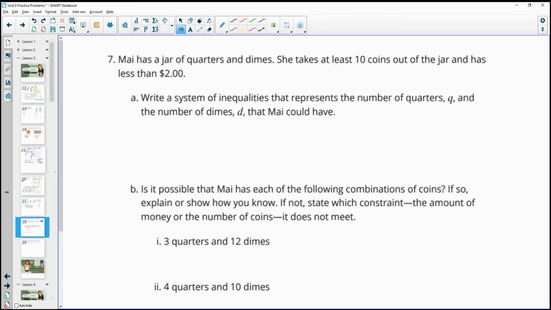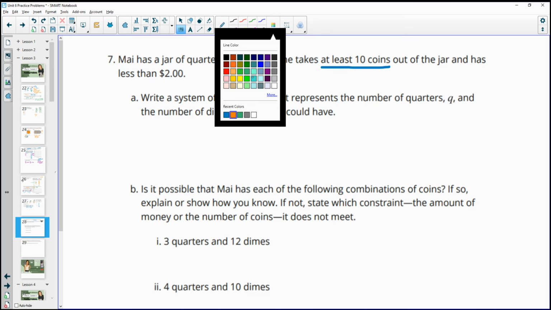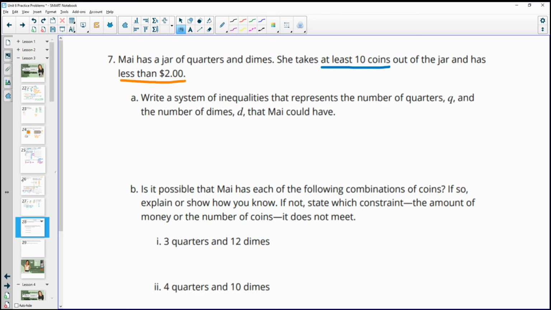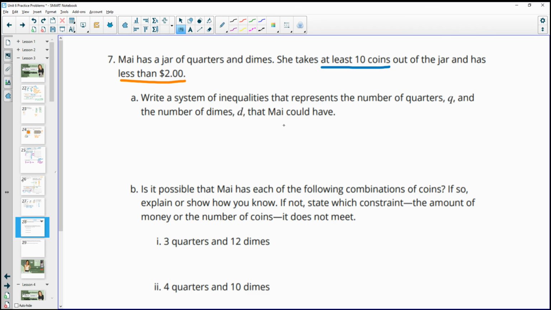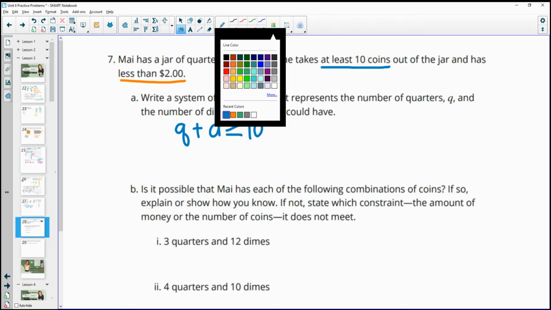Number 7, Mai has a jar of quarters and dimes. She takes at least 10 coins, so 10 or more coins out of the jar, and she has less than $2. So write a system of inequalities that represents the number of quarters, Q, and the number of dimes that she could have. So the number of coins that she has, the number of quarters plus the number of dimes, has to be at least, so that means greater than or equal to 10. So she has to have 10 or more coins.